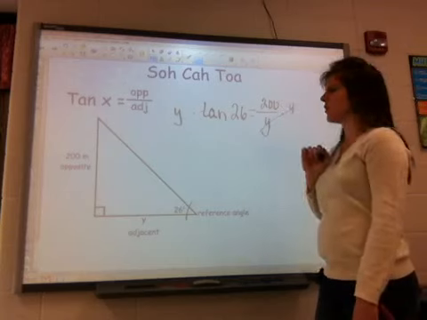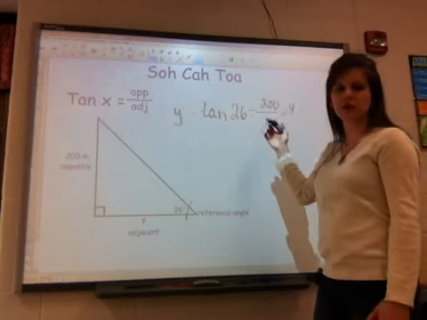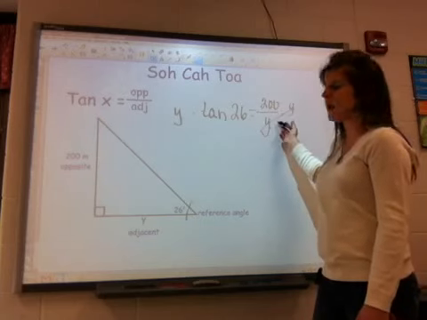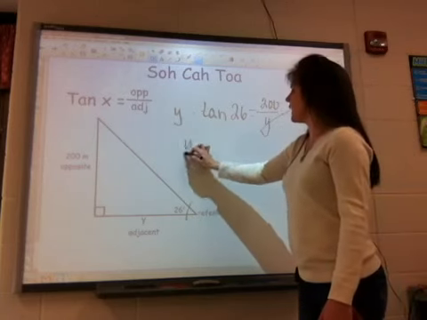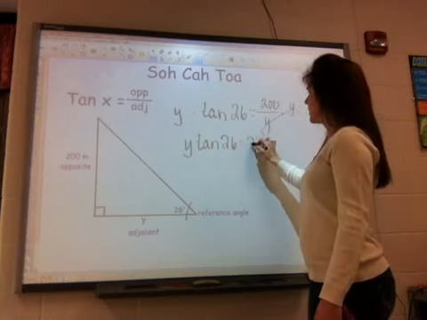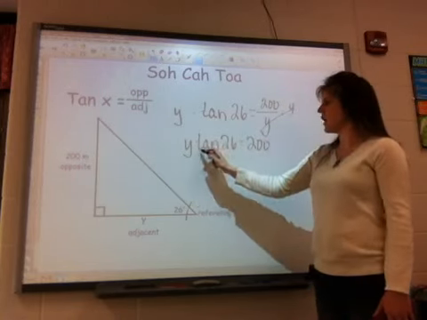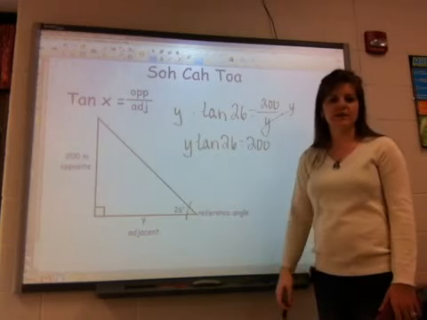Okay, so it's gone from over here. Y over y is 1. 1 times 200 is just 200, or we like to just say it cancels. So I have y times tangent 26 equals 200. This is nice because I don't have the variable in the denominator, but now it's being multiplied by this number.